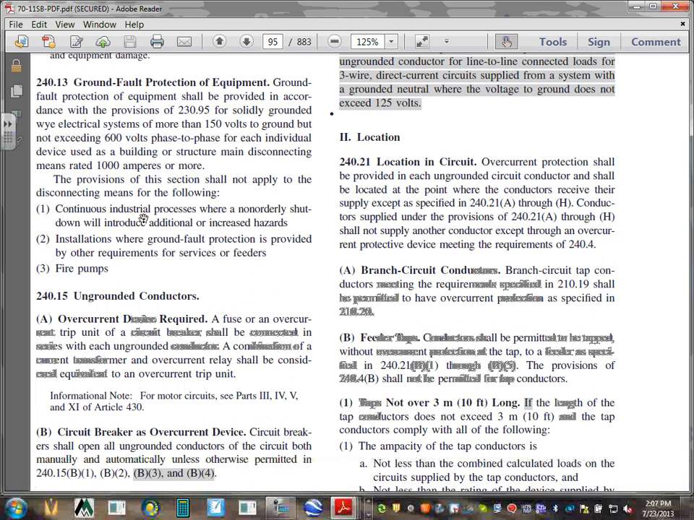3 exceptions: continuous industrial process, like you're cooling a nuke in your building. You don't want to interrupt this one because of a ground fault. And the other one is the ground fault is provided somewhere else in the system. And of course the fire pump. If you have a fire in your building, do you care if you have a ground fault sitting in your building? The building is already on fire.